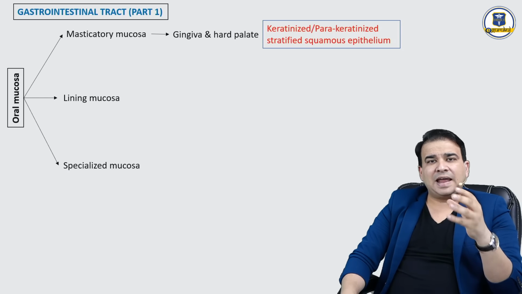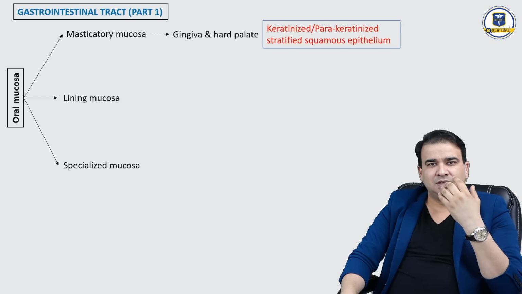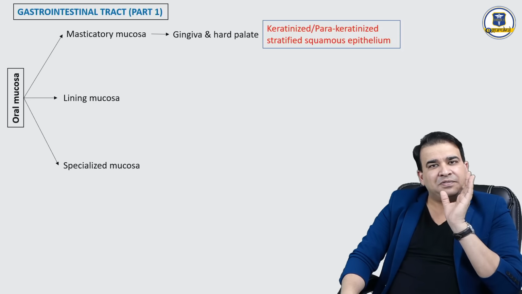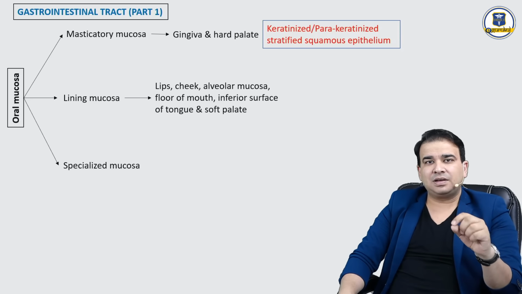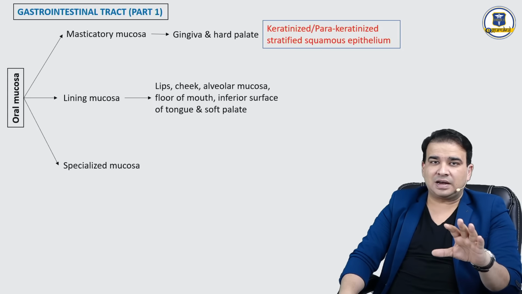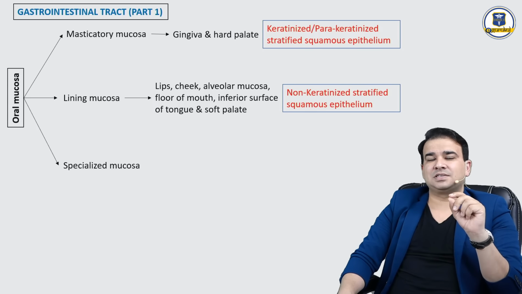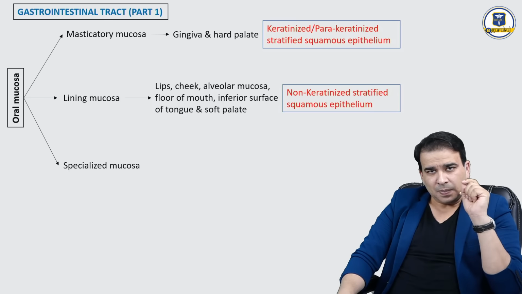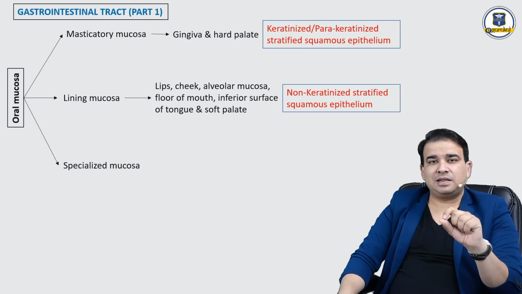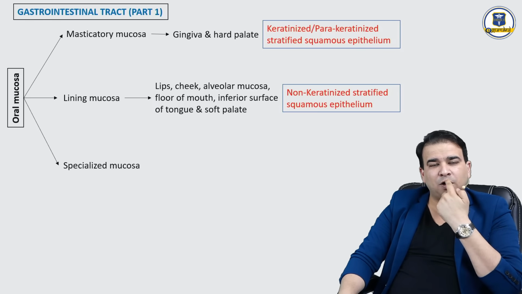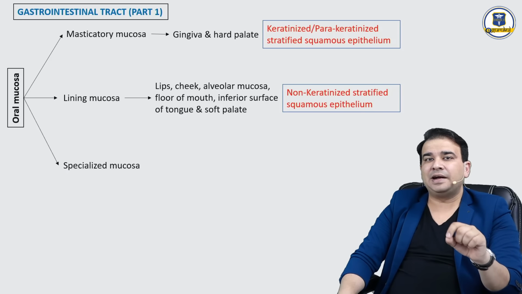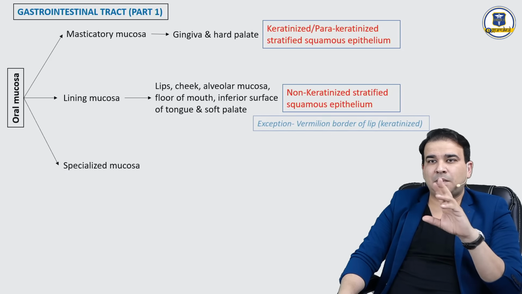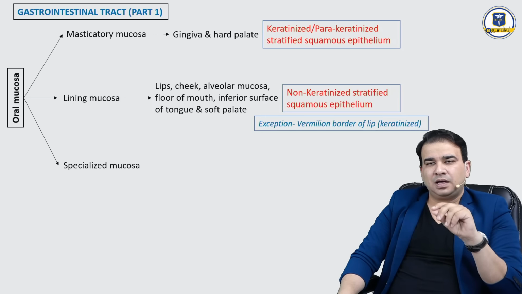But when you talk about the lining mucosa, lips, cheek, soft palate, inferior surface of tongue, all these lining mucosa inside the oral cavity, that is having the stratified squamous but non-keratinized. It's a non-keratinized stratified squamous epithelium. Except one exception in the lining mucosa, and that is the vermilion border of the lip. If you look at this vermilion border of the lip, this is again stratified squamous only, but that is keratinized stratified squamous epithelium. So remember that exception in the lining mucosa.